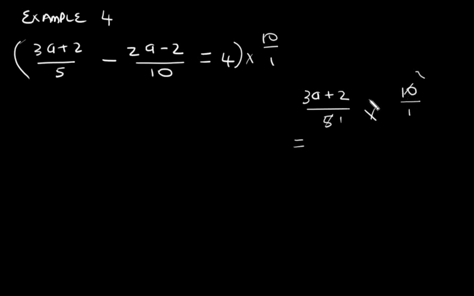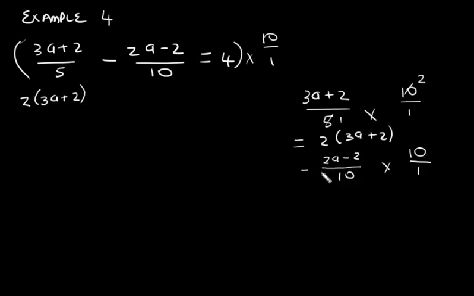So what we need to do now is say 2 times (3a plus 2). Now we have negative (2a minus 2) over 10 times 10 over 1. 10 goes into itself once, and 10 goes into itself once there as well. That's going to leave us with minus (2a minus 2) times 1. So we write it out like this, minus 1, because don't forget that minus is in front of the entire expression, so it needs to be multiplied into the entire expression. And then 4 over 1 times 10 over 1 is 40.